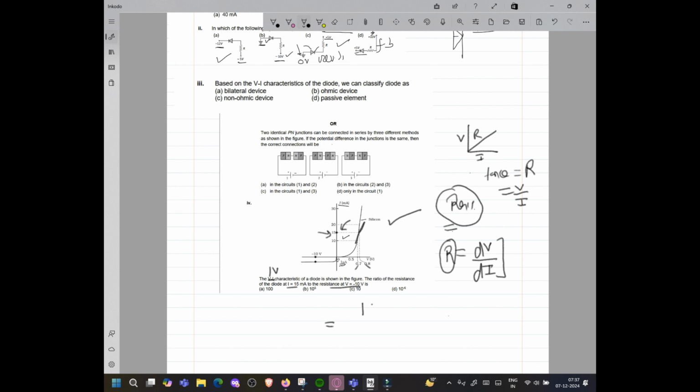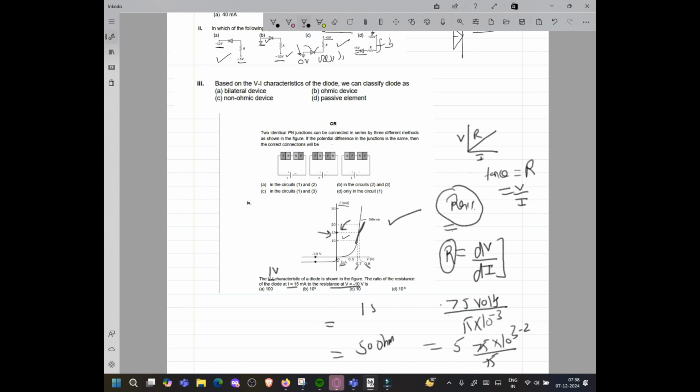So can I write it as, the voltage is approximately, let's say, 0.75 volt, right? And the current is 15 into 10 raised to power minus 3. So this actually becomes 75 into 10 raised to power 3 divided by 15. 15 fives are 75, and this is minus 2. This becomes approximately 50 ohms, right? So the resistance here is 50 ohms.